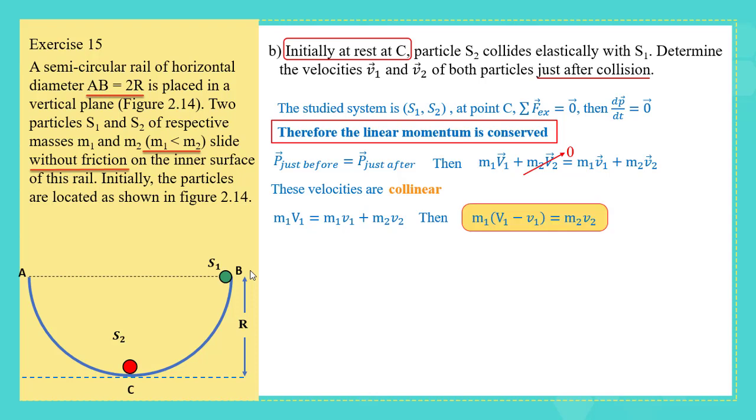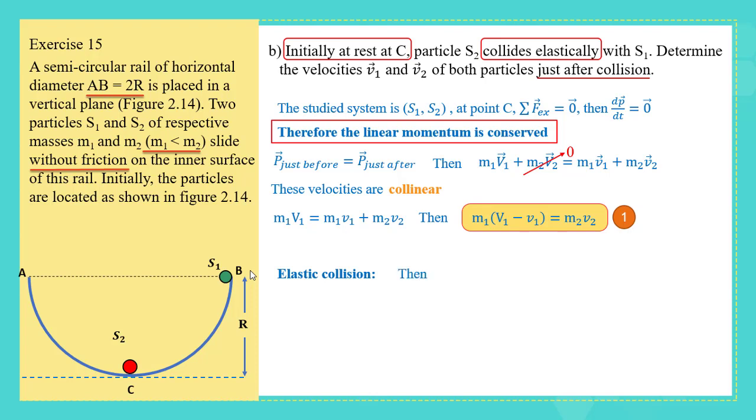Rearranging it with m1 on one side and m2 on the other side, we can write it as m1 times (v1 before collision minus v1' after collision) equals m2 v2'. This equation will be number 1. Now we need another equation. We said that we should use the given elastic collision.